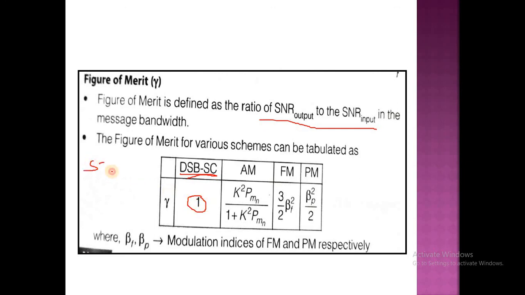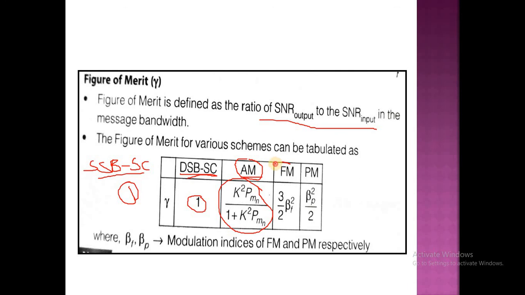DSB-SC and SSB-SC, all these are forms of the AM signal. In SSB-SC also the figure of merit value is 1. In AM it is k square PM by 1 plus k square into PM. This whole expression indicates the modulation efficiency in case of AM. The figure of merit is the modulation efficiency in case of an amplitude modulated signal.